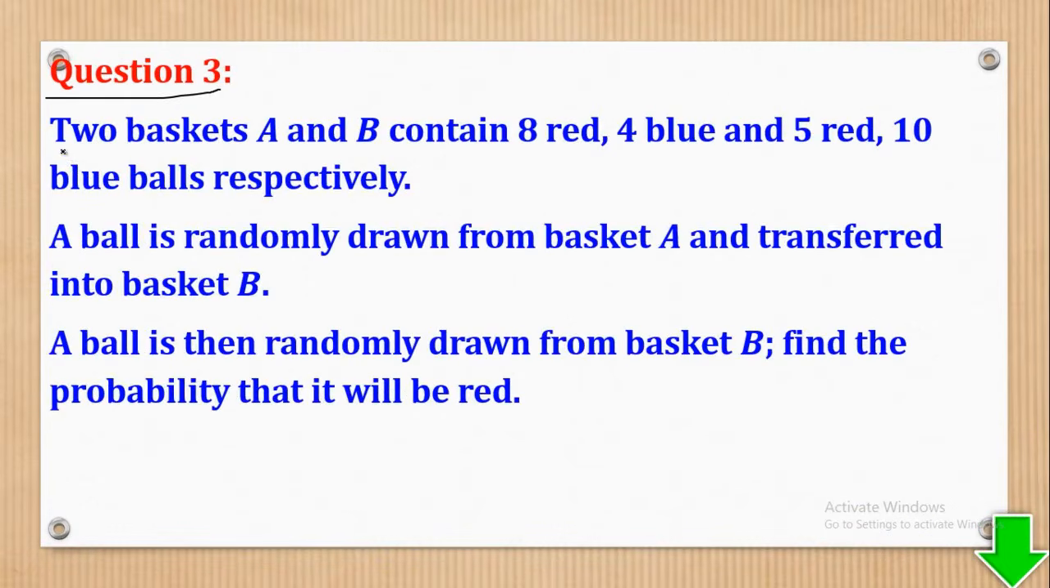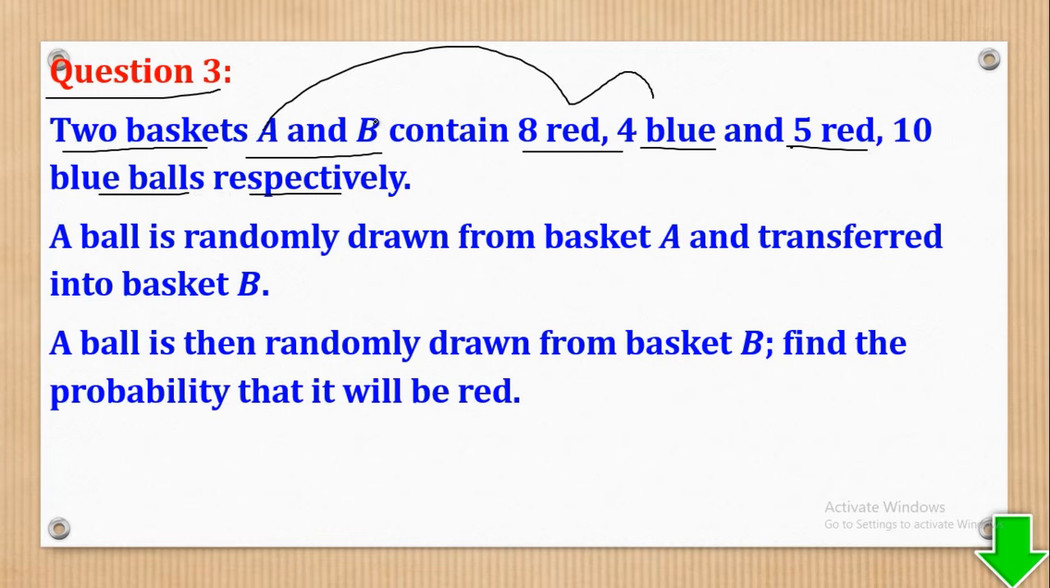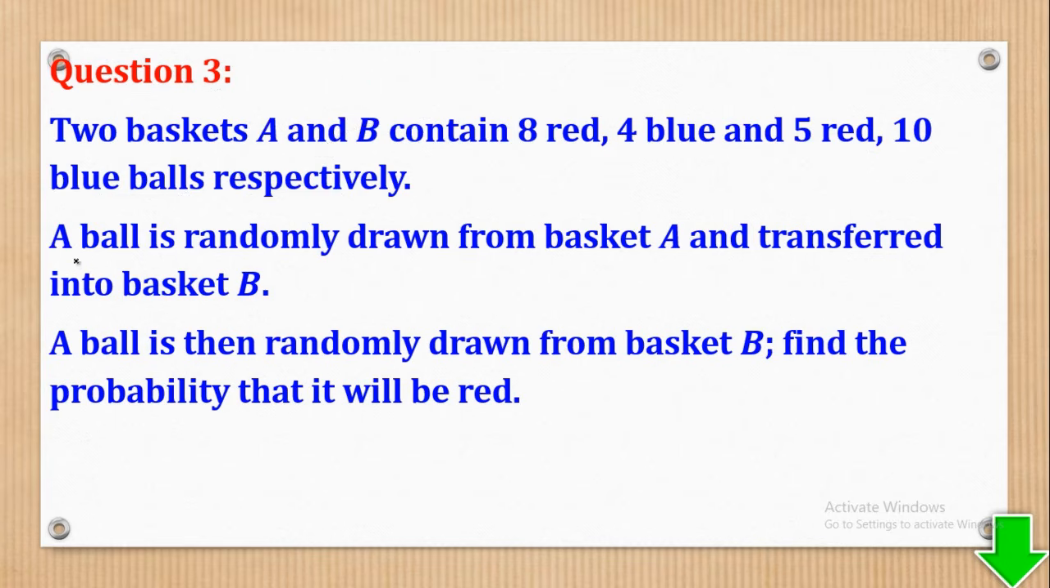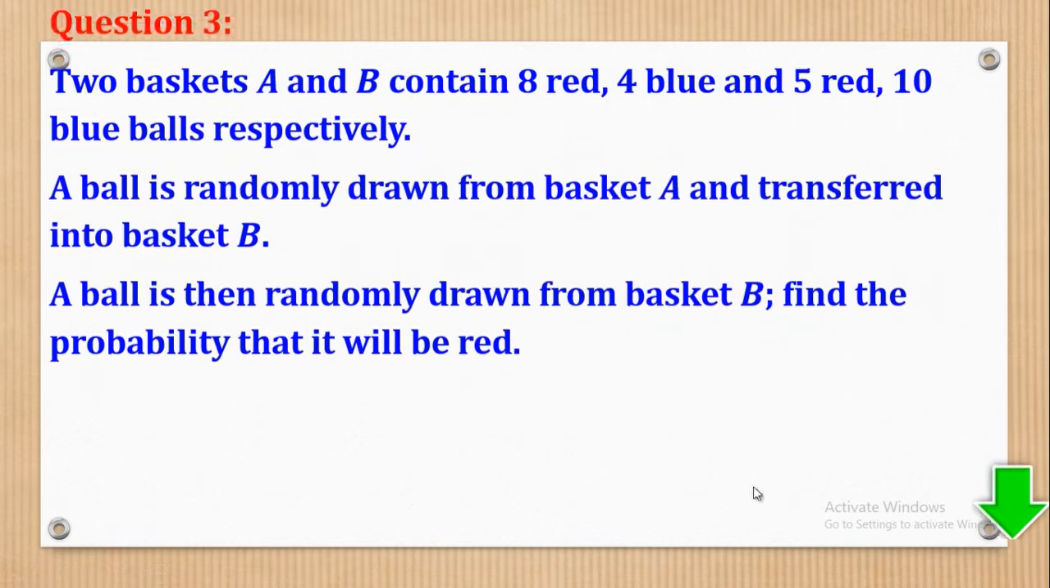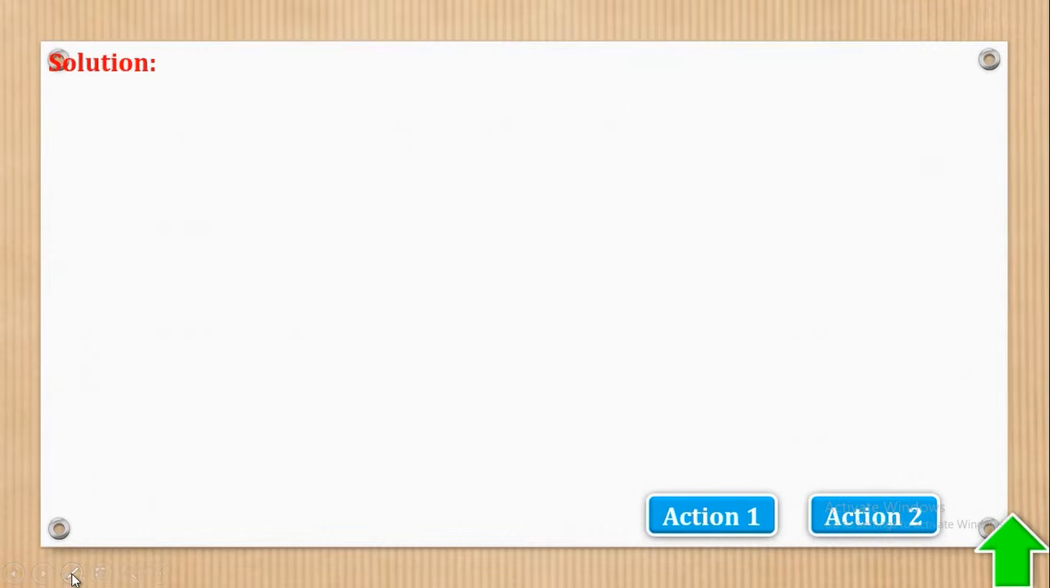Now I shall go to question 3. It says 2 baskets A and B contain 8 red, 4 blue, and 5 red, 10 blue respectively. So A has 8 red and 4 blue, B has 5 red and 10 blue. A ball is randomly drawn from basket A and transferred into basket B. A ball is then randomly drawn from basket B. Find the probability that it will be red. So yes, still we shall need a tree diagram.